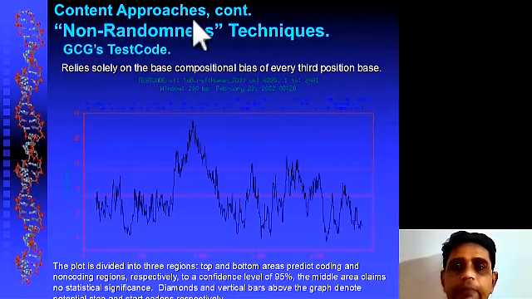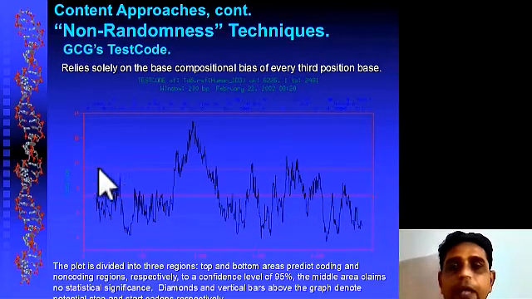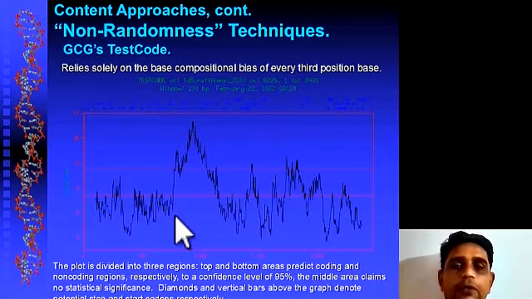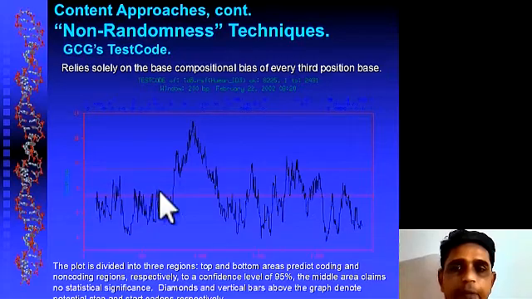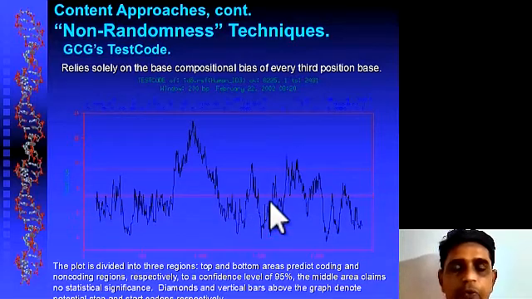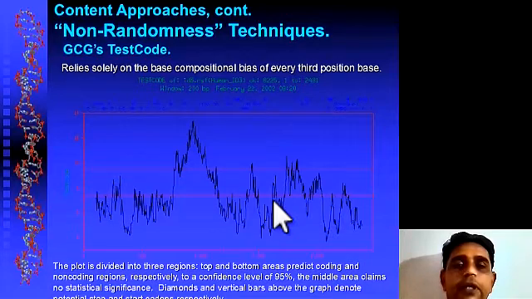So this is the content-based approach. So you can see that non-randomness technique. You can see that plots are generated and you will have some threshold value. So this will tell that this is above the threshold value and this is below the threshold value. Whatever is coming above that is the portion that is coding for something, and whatever is coming below that is the non-coding portion, or that might be introns in the case of the eukaryote.